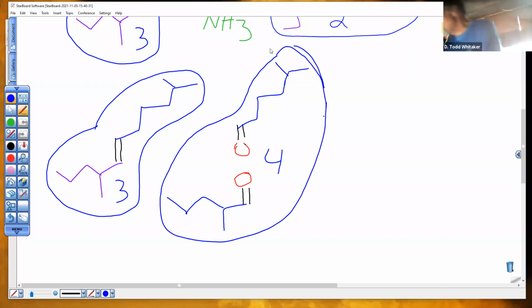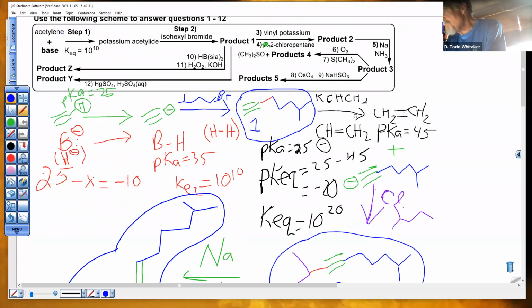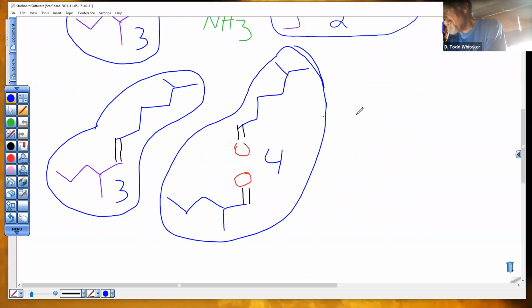And product 5 is 1 product. And that's going to be adding vicinal. Did we use the word vicinal yet? I think so. Adjacent carbons are going to have OH groups added syn. So 5 is going to look just like this 3 here.